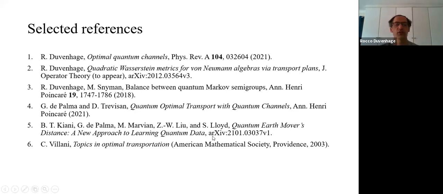I want to see, can you do machine learning using these distances? And then lastly, I just mentioned that book again, Topics in Optimal Transport, which gives a mathematical introduction to the classical case, which is quite useful, I think, even if one wants to focus on the quantum case. Okay, thanks. That's my whole talk.